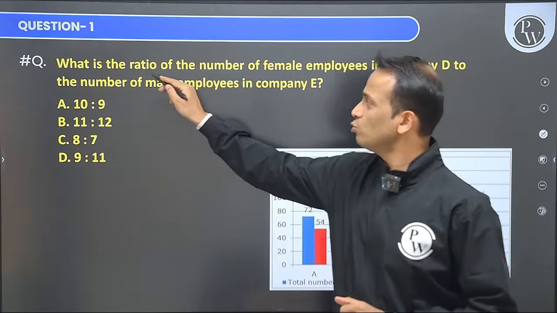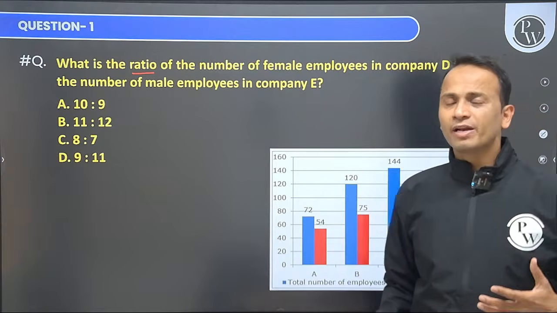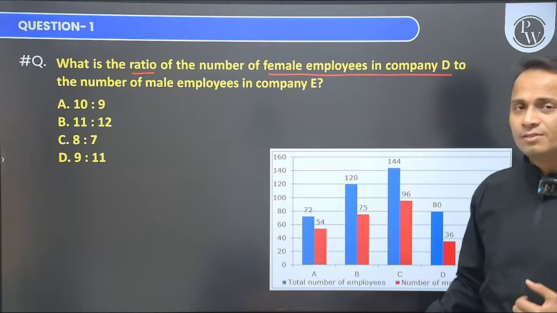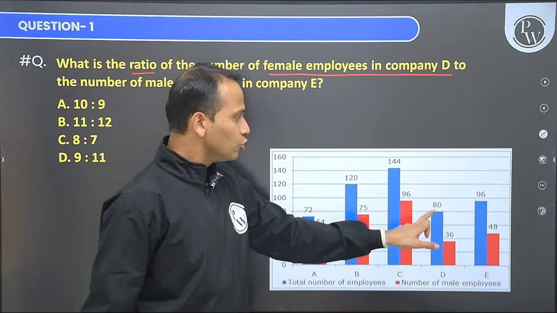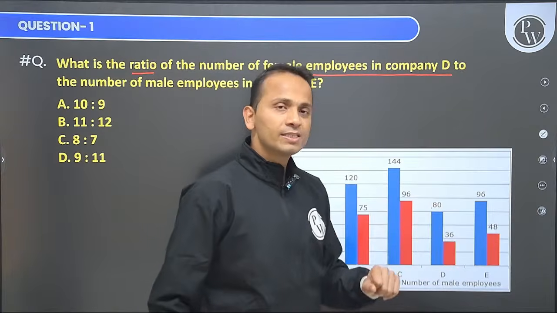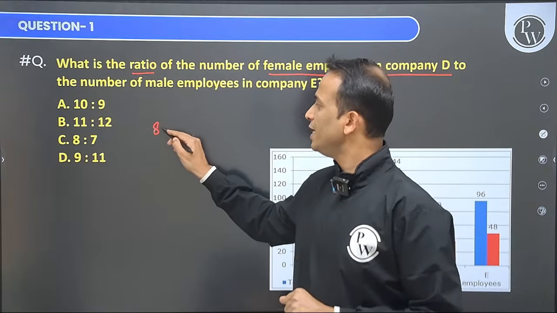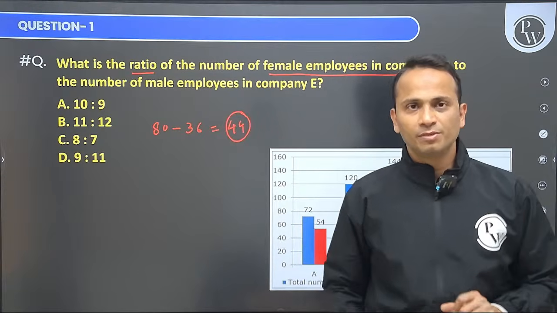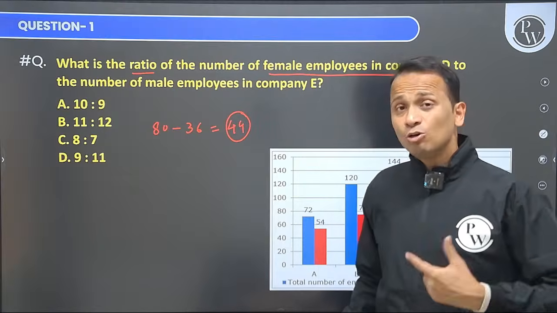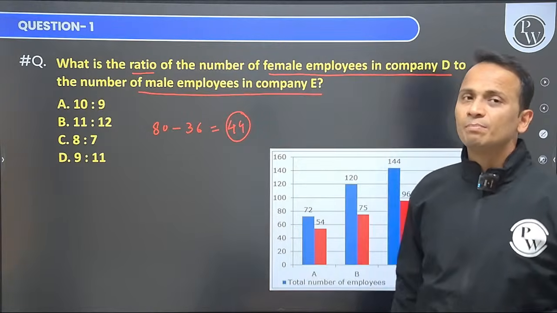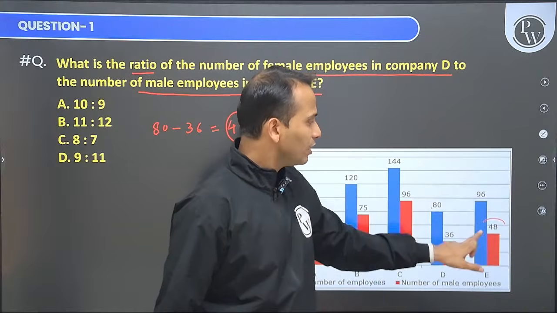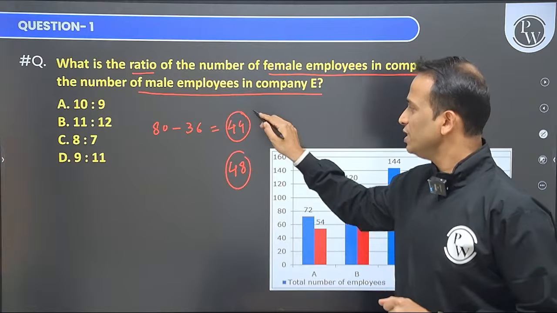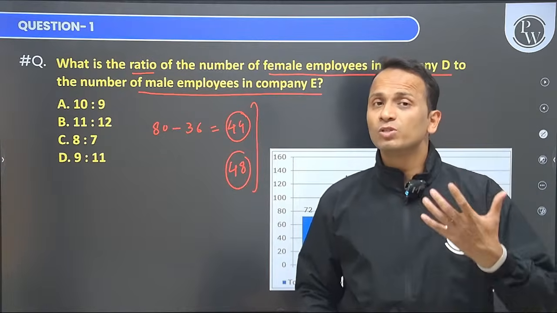So we'll have to find out the ratio. For a ratio we'll require at least 2 numbers. Number of female employees in company D. So 80 is the total number of employees, 36 is the number of males. So 80 minus 36, that is 44, is the first number. We got the first number, right? Now the second number here is the number of male employees in company E that can be picked up directly from the graph, which is 48. So the second number is 48.